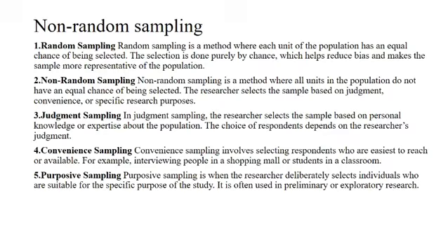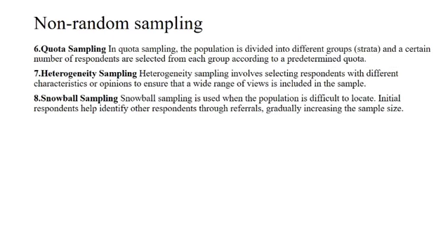Then we have quota sampling, where the population is divided into groups and a fixed number of respondents are selected from each group. Next is heterogeneity sampling, which includes people with diverse characteristics to capture a wide range of opinions. Finally, there is snowball sampling, which is used when the population is hard to find. In this method, existing participants help identify new participants and the sample grows gradually.